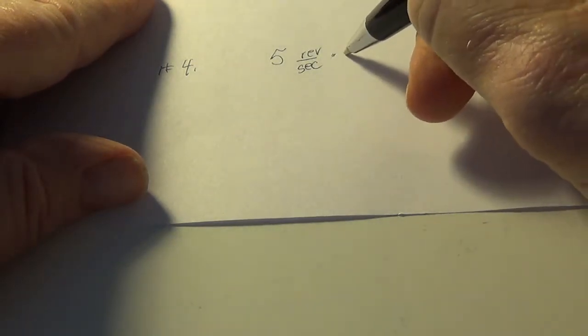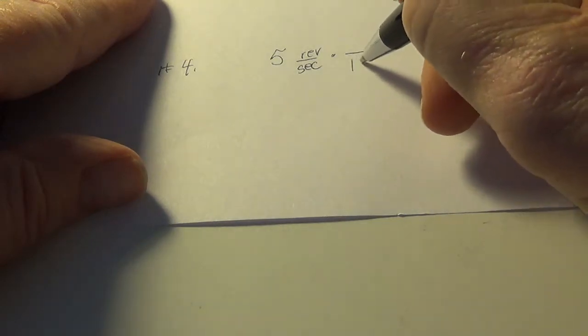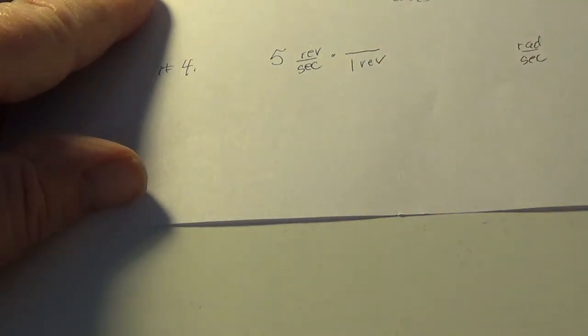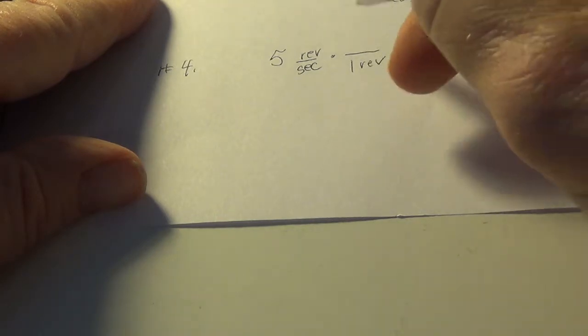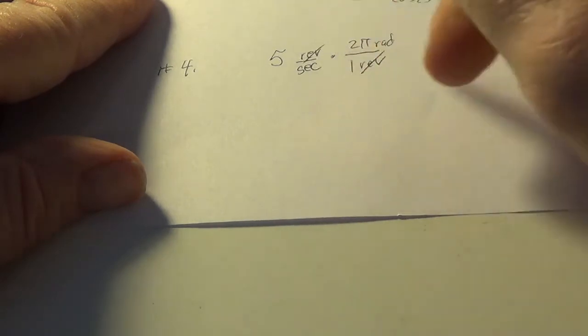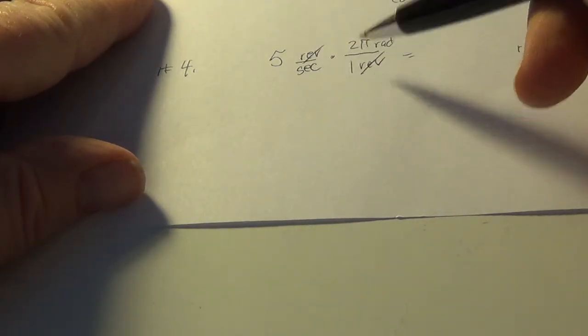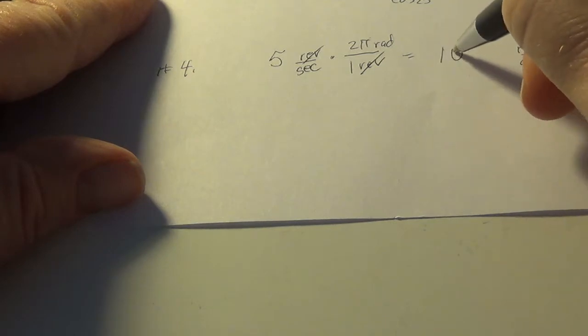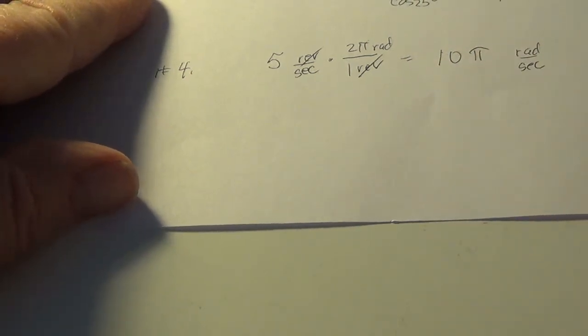Well, we're going to have to use a unit multiplier that gets rid of revolutions. So revolutions is going to be on the bottom. And 1 revolution, all the way around the circle, is 2 pi radians. So we end up with 5 times 2 pi, and that is 10 pi. And we are in radians per second.